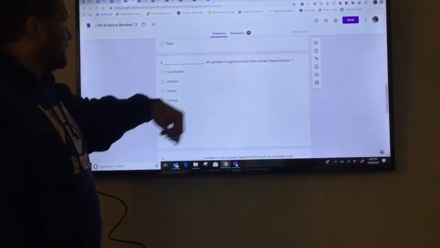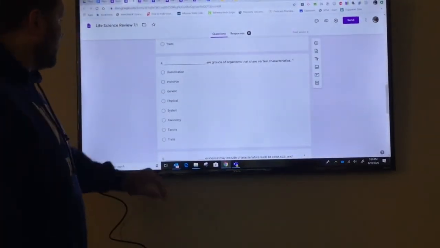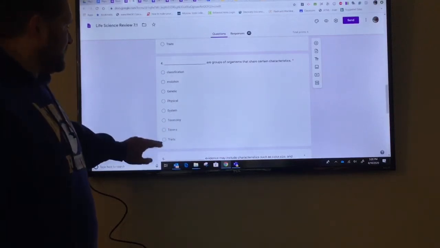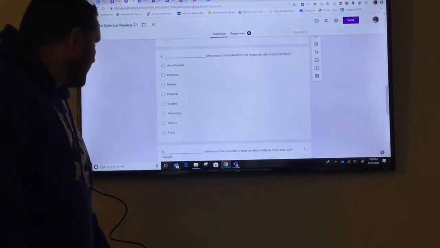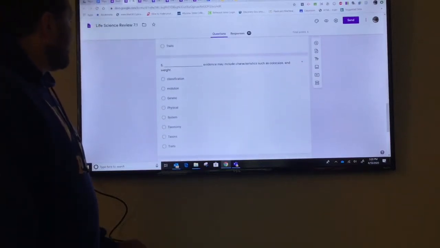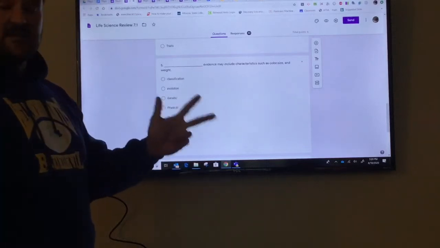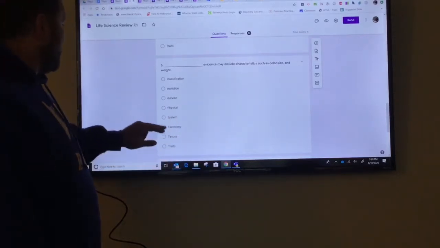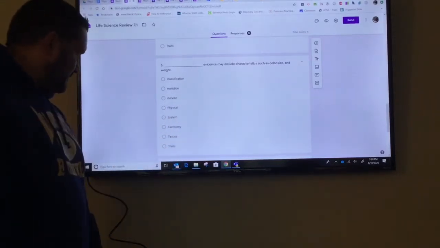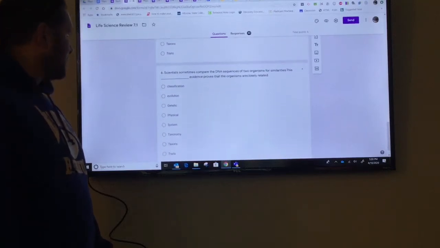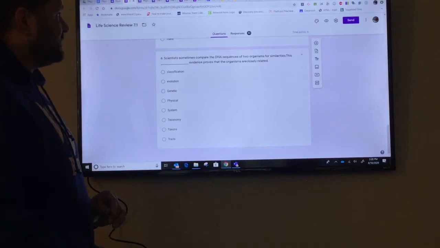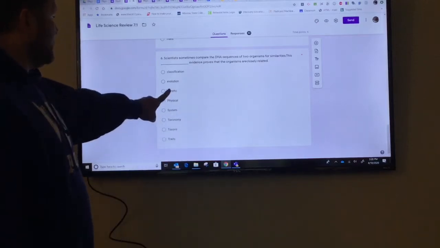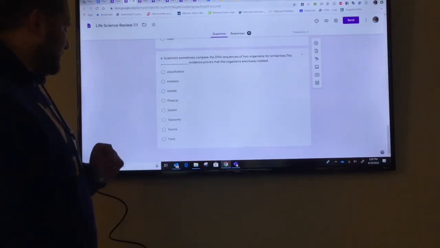Blank are groups of organisms that share certain characteristics. That one's taxons. We'll look at the different taxons today. Blank evidence may include characteristics such as color, size, and weight. Those are your physical traits. Scientists sometimes compare the DNA sequences of two organisms for similarities. This is going to be genetic evidence.